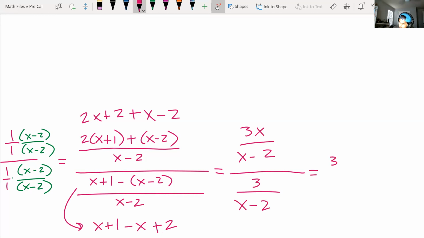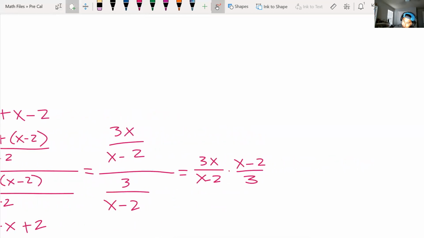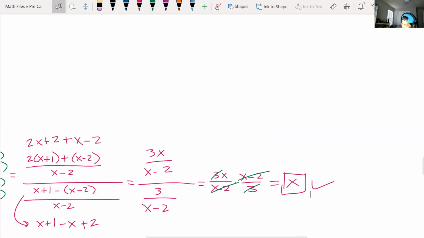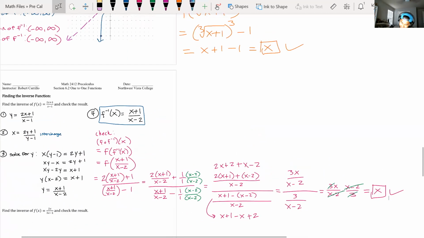So you multiply by the reciprocal. And what cancels? The x minus 2's, and what else? The 3's. What are we left with? x. Oh my goodness. Are they true inverses of each other? Sure. Absolutely.